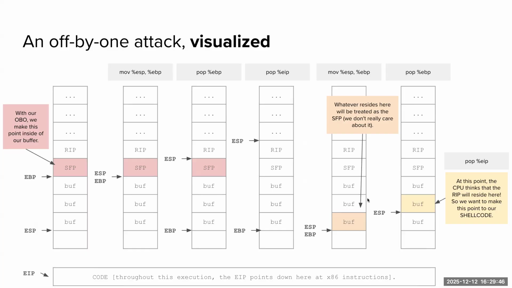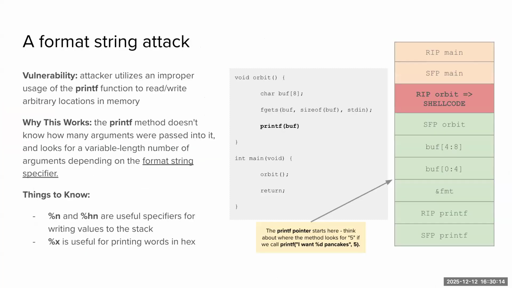And so now this is sort of like a fake stack frame that the program believes is the SFP and RIP of main, but actually the user can control it to be whatever they want. So they can choose whatever new SFP and whatever new RIP they want, which means they can put the address of shellcode into that fake RIP stack frame, and we would begin executing the shellcode. So that's how the off-by-one attack works.